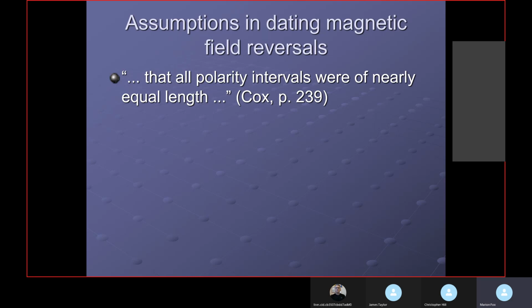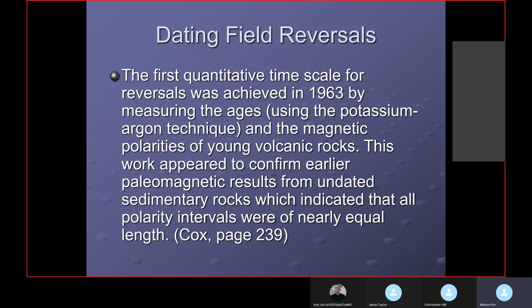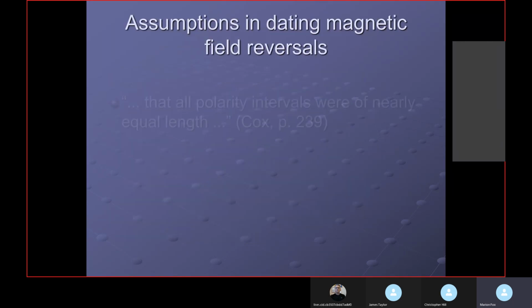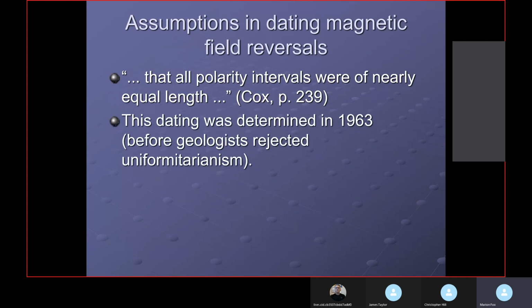Cox tells us this is an assumption. They were of nearly equal lengths. How did they draw that conclusion? They dated it from sedimentary rocks. How do you think they got that? By the thickness of the rocks. They've assumed a thickness of the rock based upon assumed uniform deposition rates of the sediment.